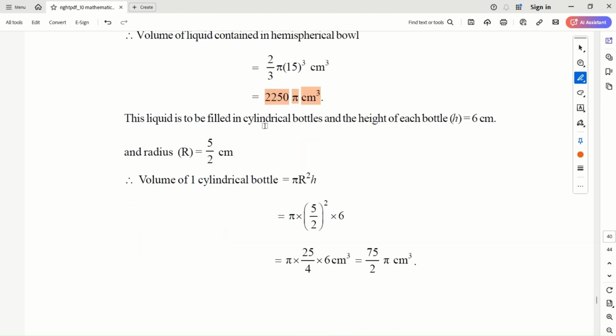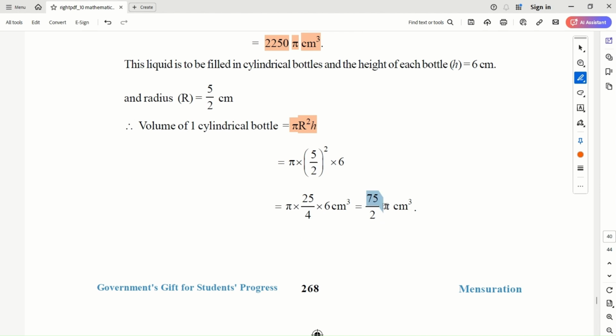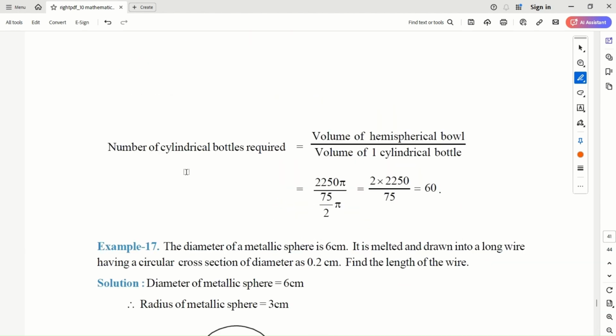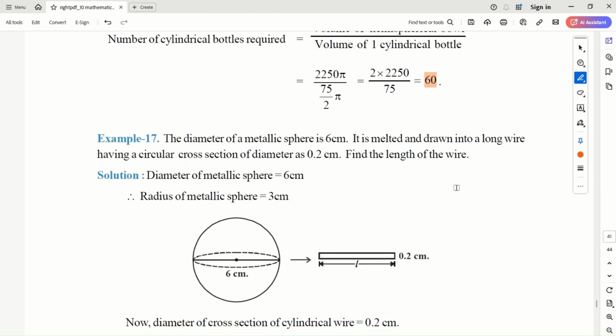Liquid has to be filled into bottles of height 6 centimeters and radius 2.5 centimeters. So the volume of one bottle is 75 by 2 pi cc. Now n number of bottles are required, so it is the division of both of them. So we'll get around 60 bottles required to empty the bowl.